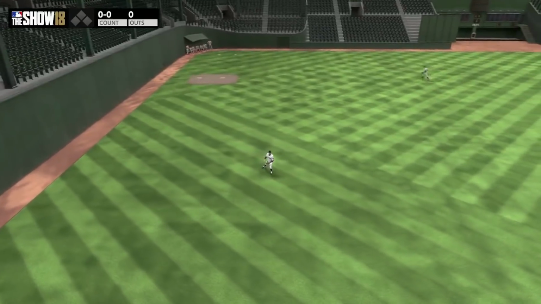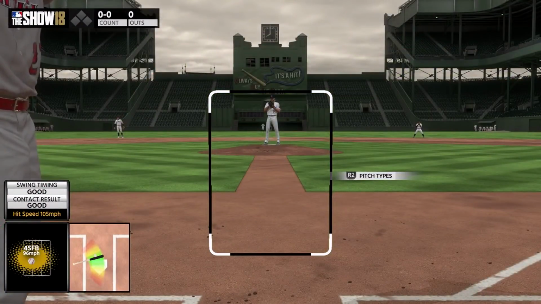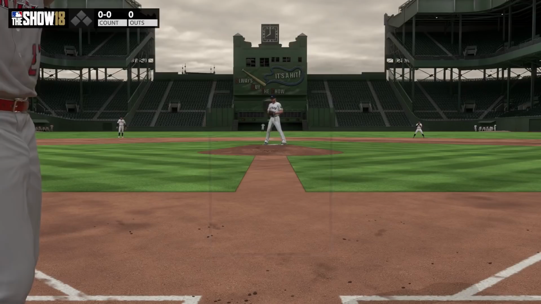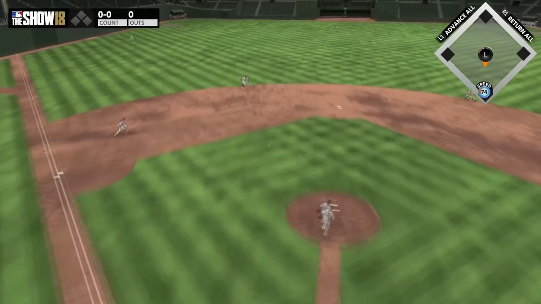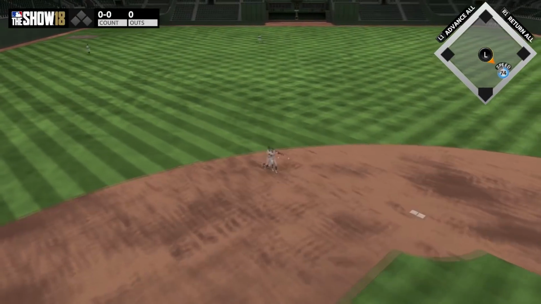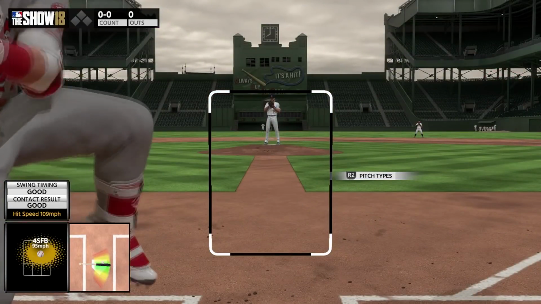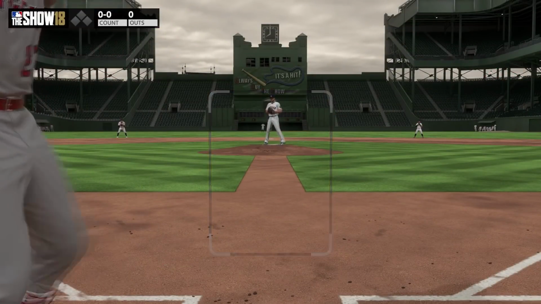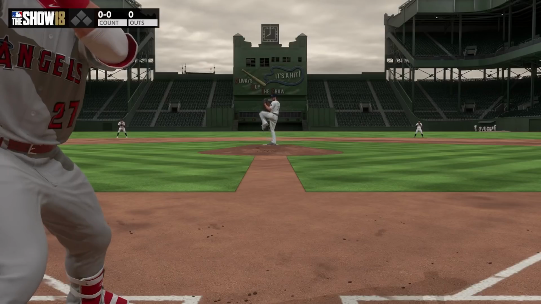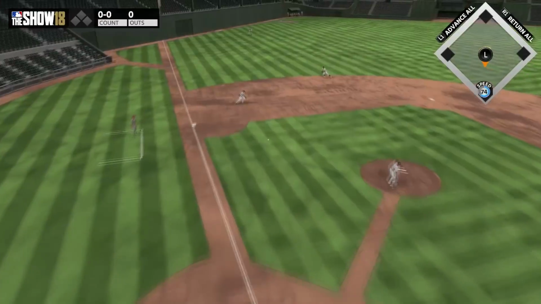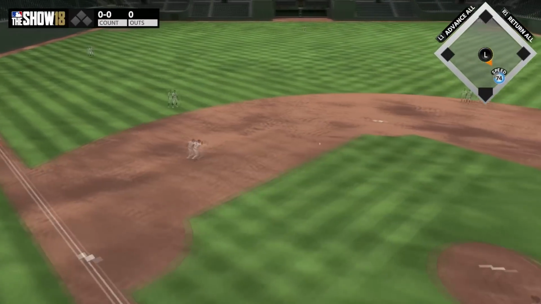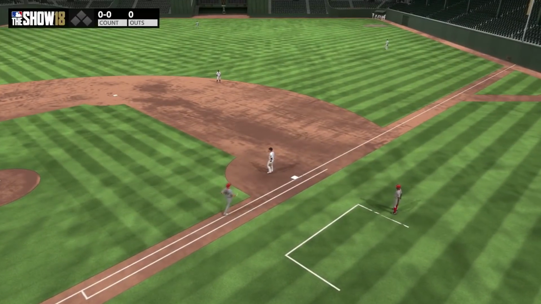So here's the stride. Now the problem with the stride is, again, they don't require you to have good timing with a stride anymore. There's no stride feedback, so it doesn't really matter what you do as far as stride timing. I could time the stride perfectly, press back, or I could just sit here and hold it the whole time while he pitches. And look at this, still hit it. There's really no downside to that.